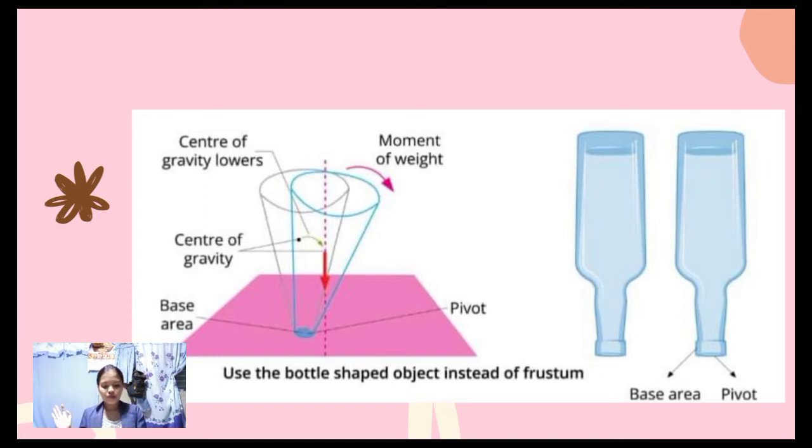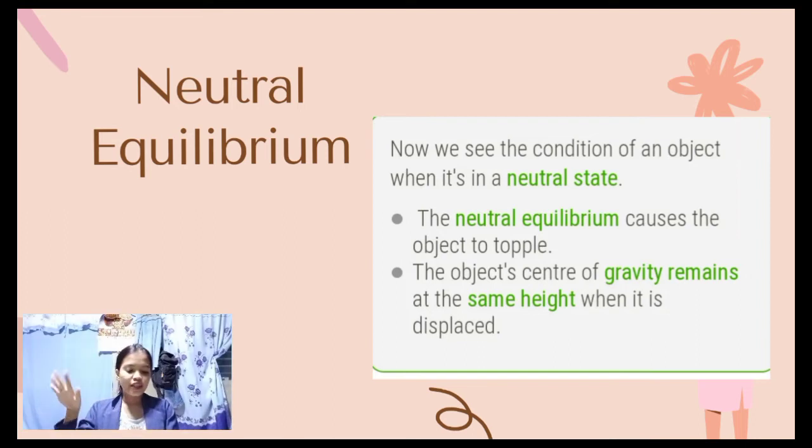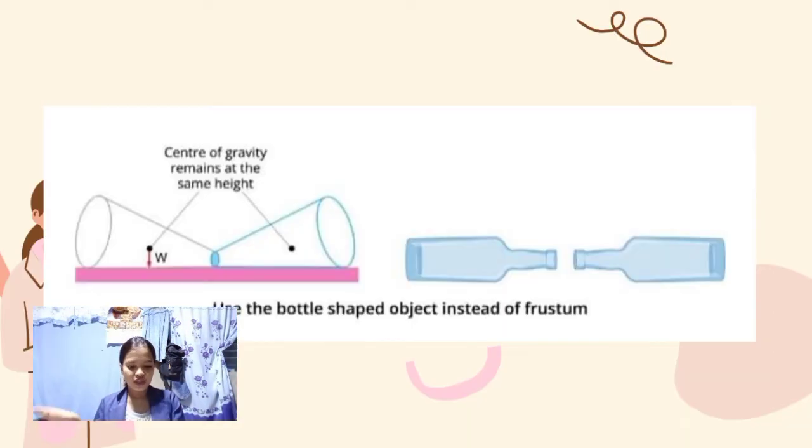So let's move forward to the third, neutral equilibrium. Now we see the condition of an object when it is in a neutral state. The neutral equilibrium causes the object to topple. The object's center of gravity remains at the same height when it is displaced. So you can see in the picture, they are going to be the opposite. So it is called the center of gravity remains at the same height.